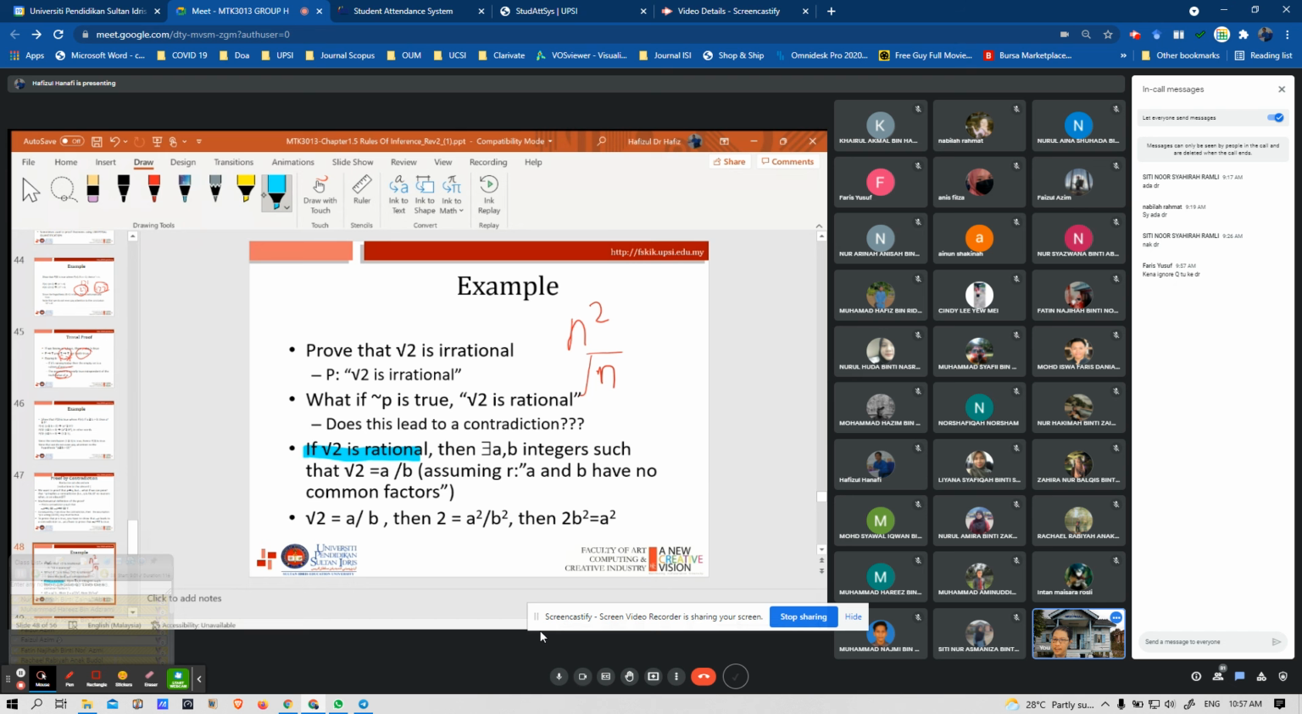then for some integers a, b, the square root of 2 equals a divided by b, with no common factor. Okay, this one is an example of contradiction. We contradict both statements.